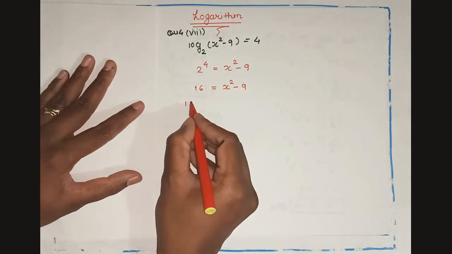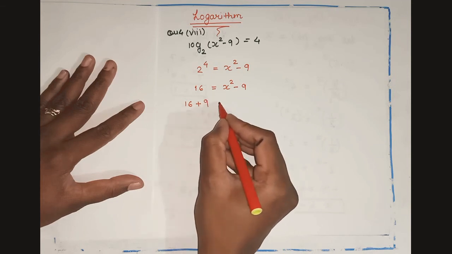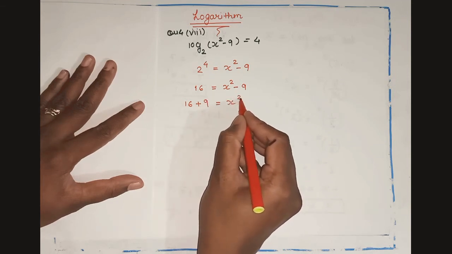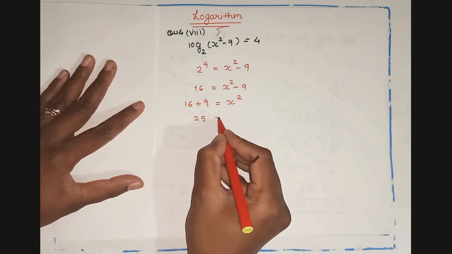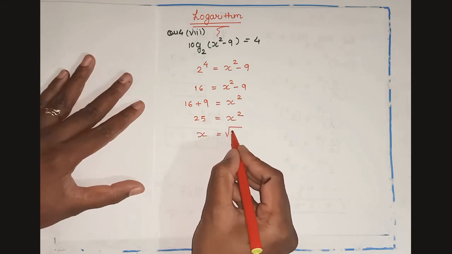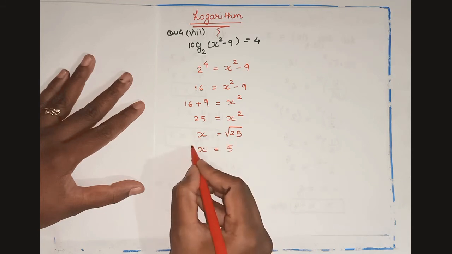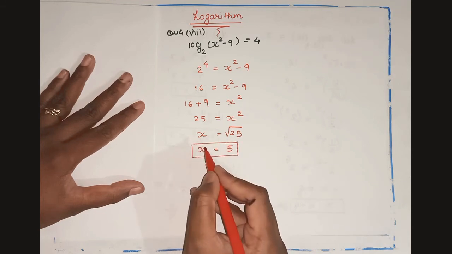I think we did this problem, but once again I repeated it. 16 plus 9 equals x square, means 25 equals x square, means x equals root 25. So x equals 5, which is your answer.